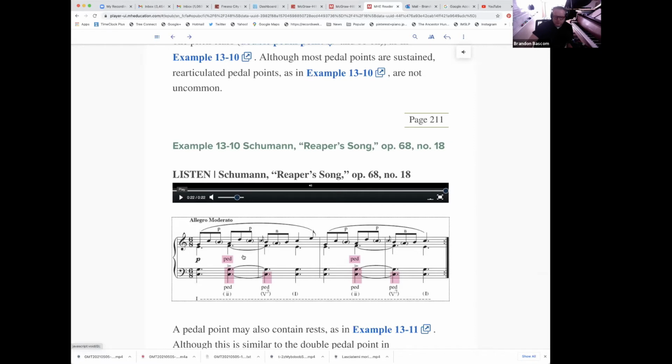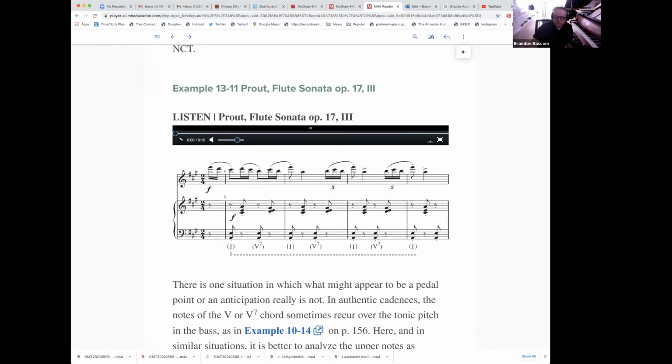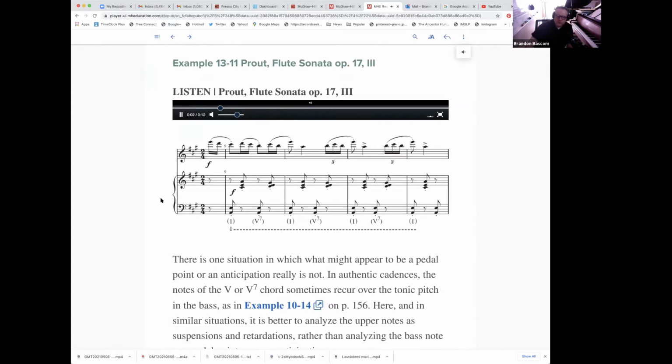Cool. Does everybody understand the pedal point? Questions? Example 13-11. So you can have them in flute literature in the accompaniment part as well. All right.